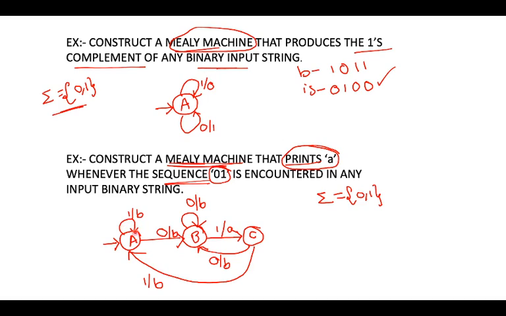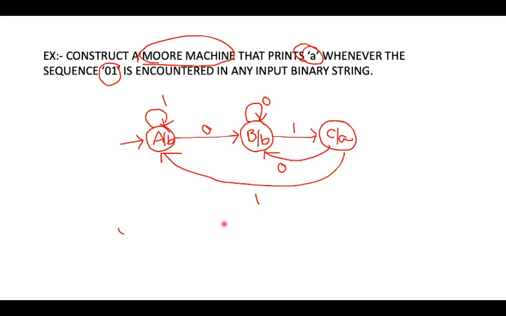Whenever it takes 1 as input, it goes to the same state only and prints B. Whenever the sequence 01 is encountered, it will print A. This is a Mealy machine that prints A when the sequence 01 is encountered.